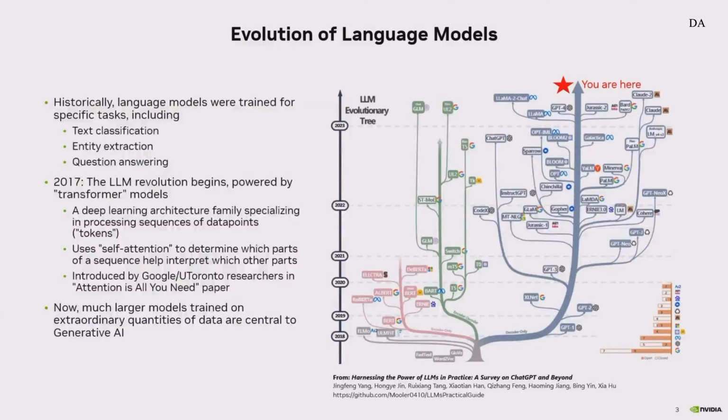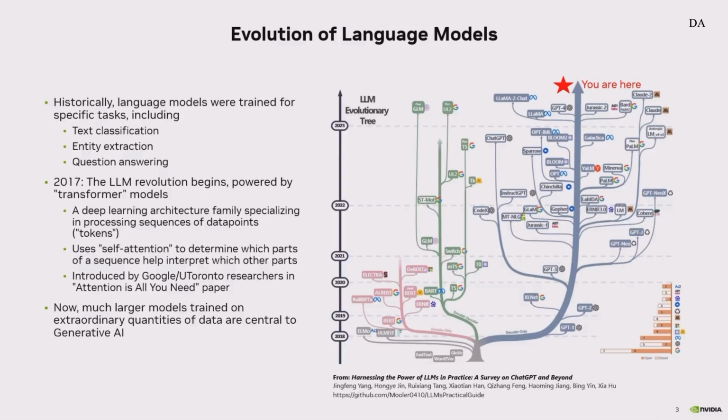Historically, language models have been trained for specific tasks, things like text classification or entity extraction, where you're trying to find the names of people, places, or things, and question answering. But then in 2017, the large language model revolution began in earnest, and this was powered by transformer models.